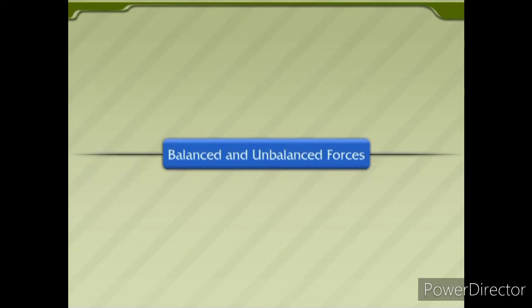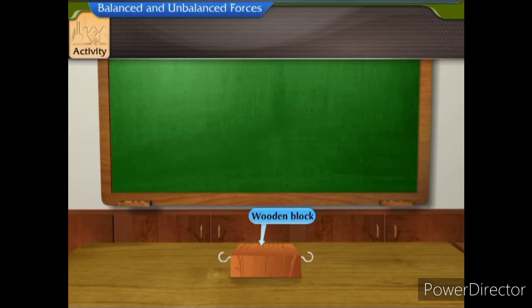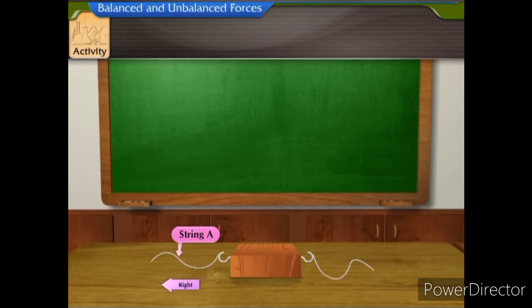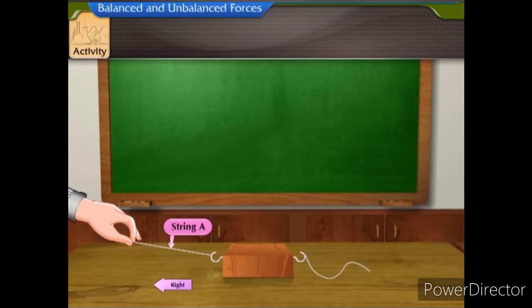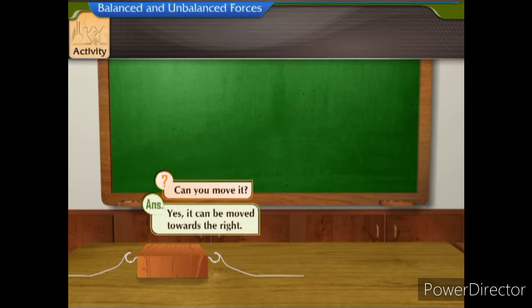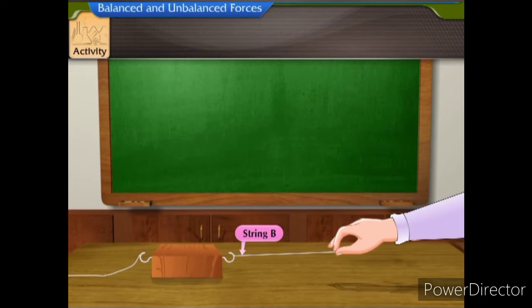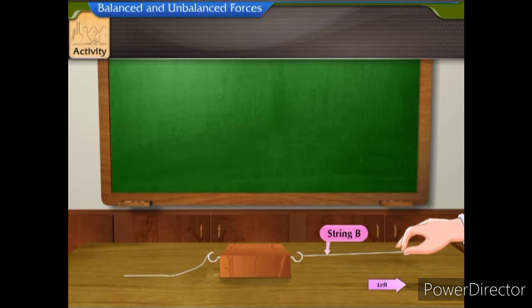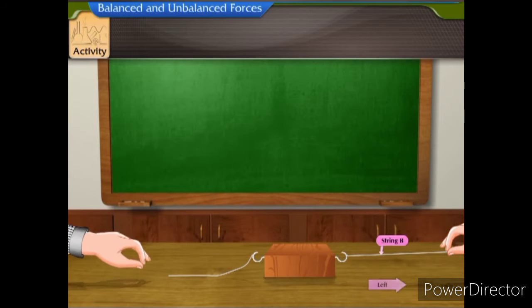Balanced and unbalanced forces. Let us perform an activity to understand balanced and unbalanced forces. Take a wooden block. Tie two strings A and B on the opposite sides of the block. Now apply force to pull the string A to the right side. Can you move it? Yes, it can be moved towards the right. Now try and pull the string B to the left. The block can be moved towards the left.